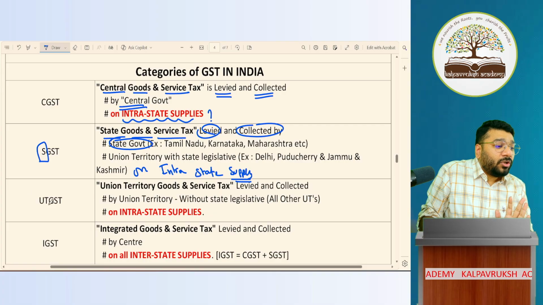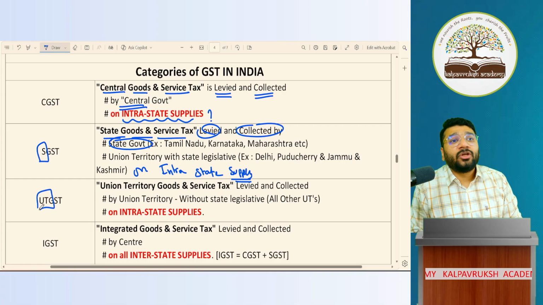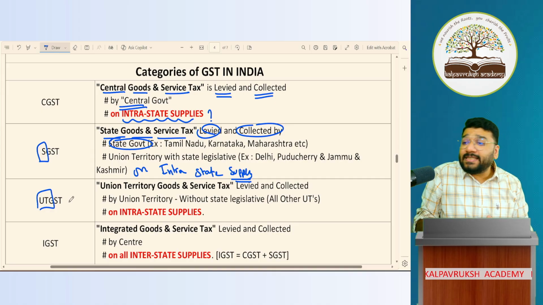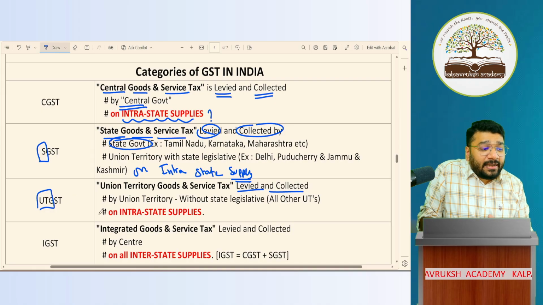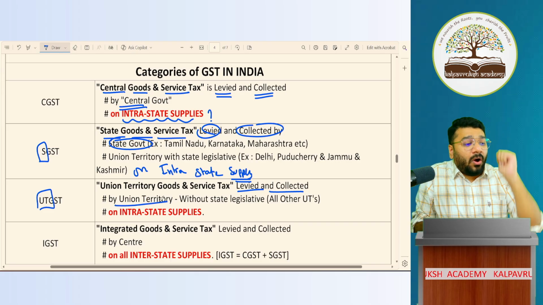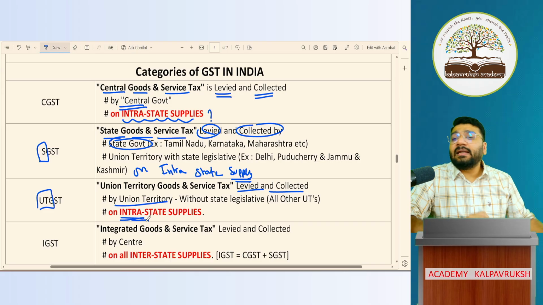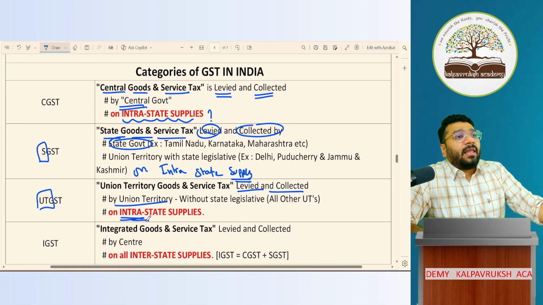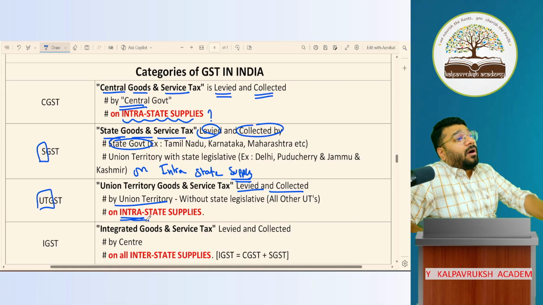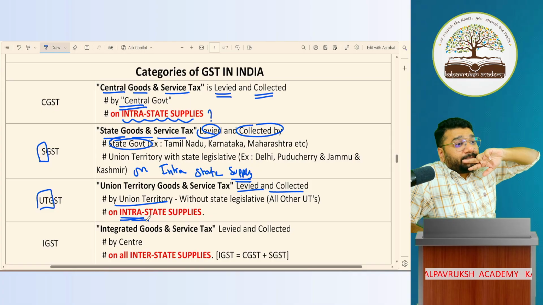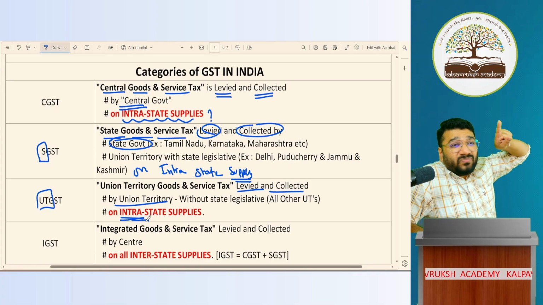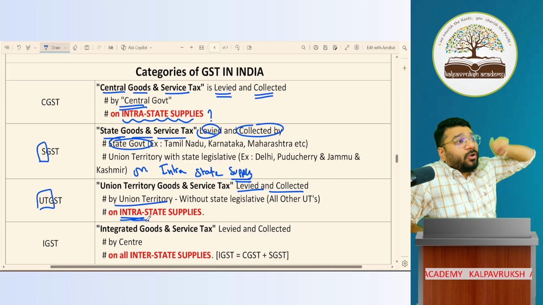UT stands for Union Territory. So UTGST is levied and collected by Union Territory on, again, intrastate supply. So on intrastate supply, how many types of GST can be levied? Three. One is CGST, second SGST, third UTGST. Okay, not okay?